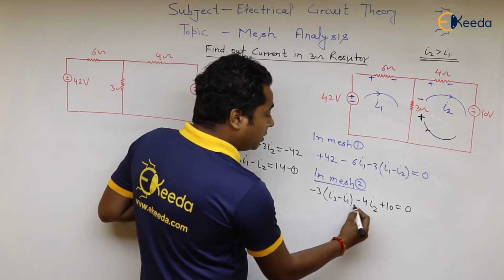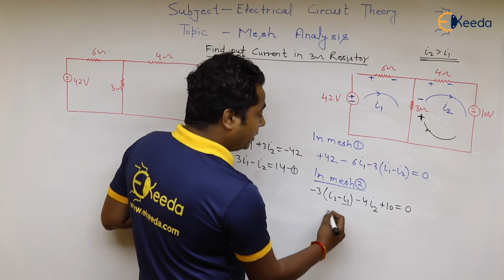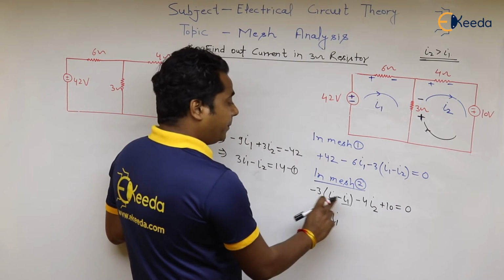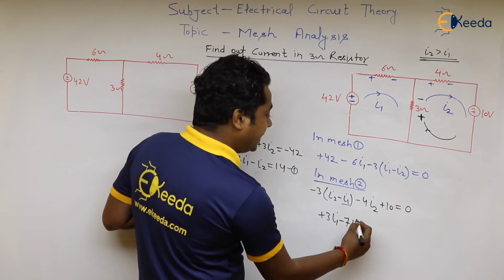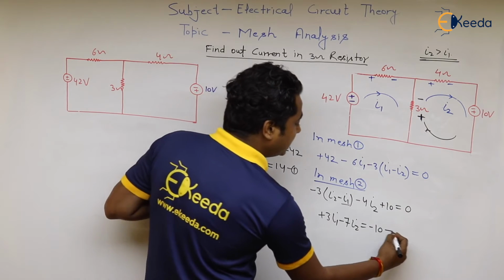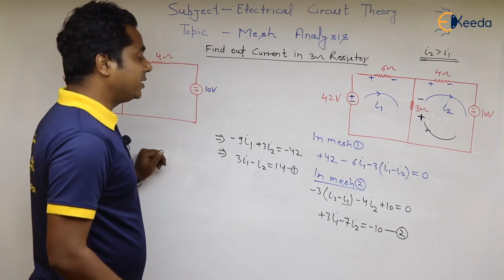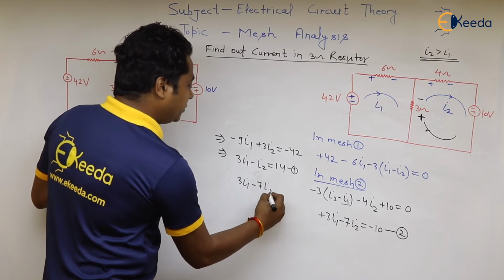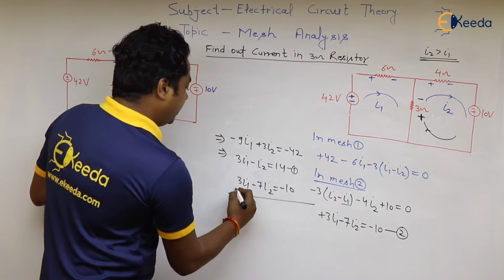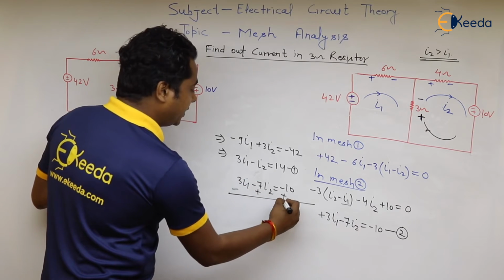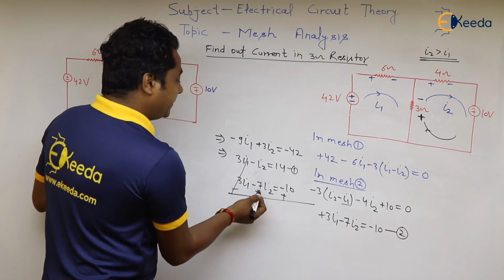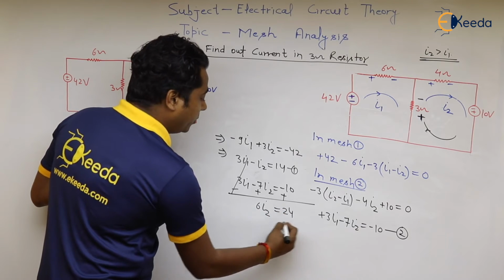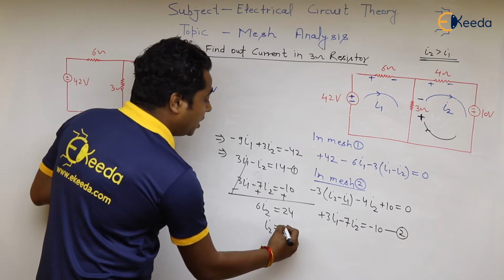I will write here minus 3 I1 plus 3 I1 minus 7 I2 will be equal to minus 10. This is equation number 2. Now we have to solve equations number 1 and 2. So I am writing here 3 I1 minus 7 I2 is equal to minus 10, and I will just subtract. Minus plus plus, this cancels out, 6 plus 6 I2 is equal to 24, and the value of I2 is coming to be 4 ampere.